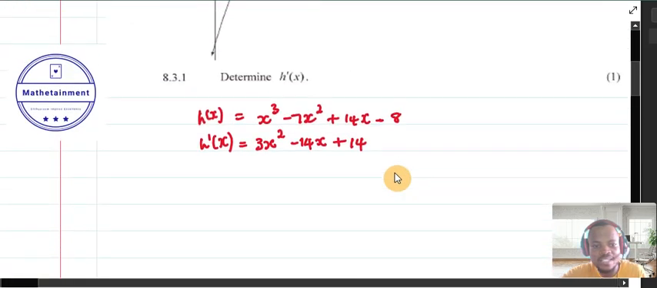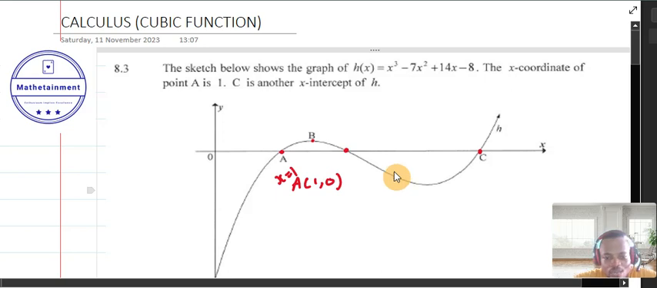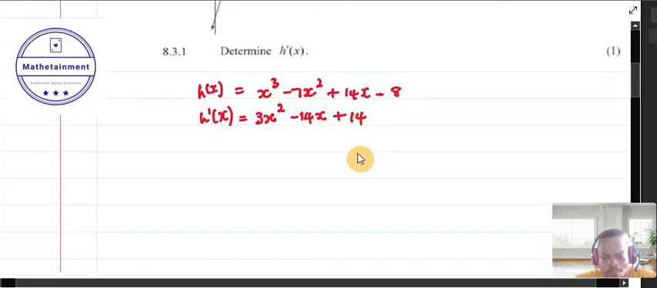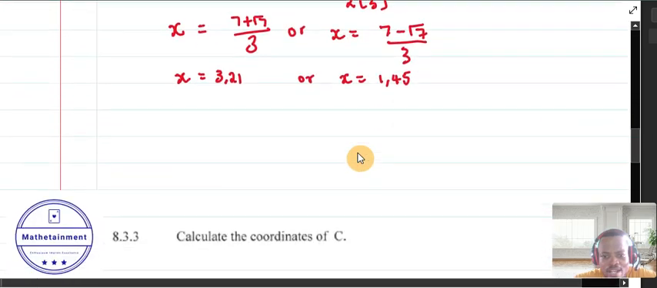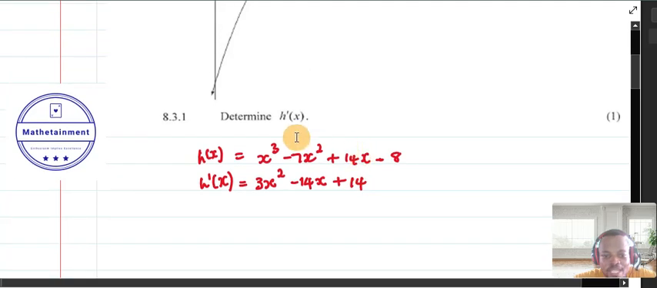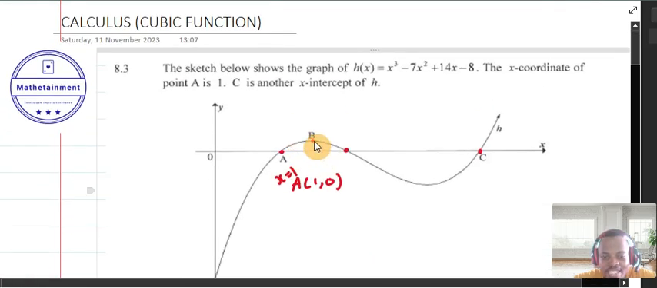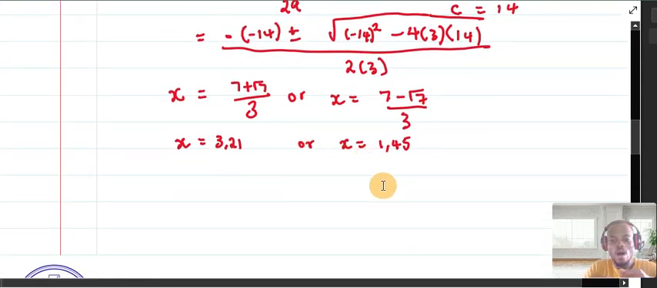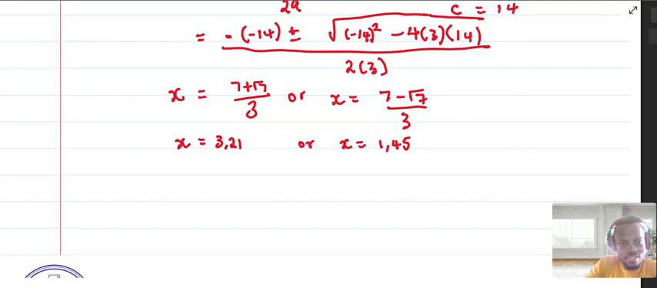So let us go back to the diagram. In the diagram, we know that here we have 1 and we now have two values of x. So meaning the smaller value of x is the one that will be taken by b, since b is the turning point that comes first before the second one. So this one will take the value of x that is equal to 1.45. So this is the value of x that we take.